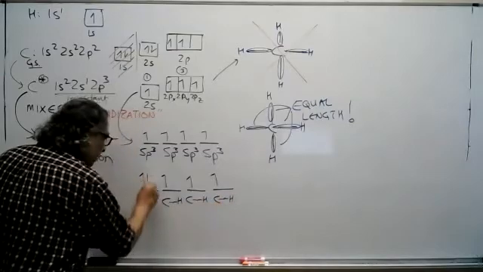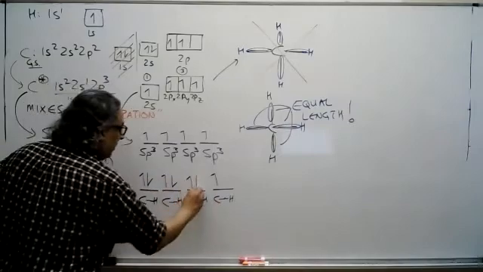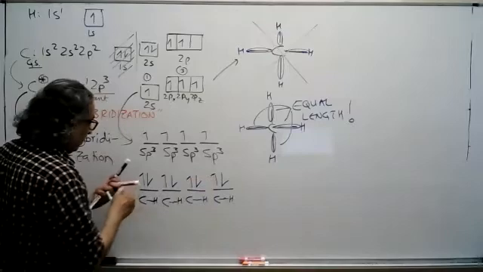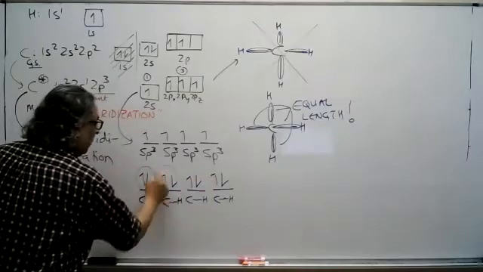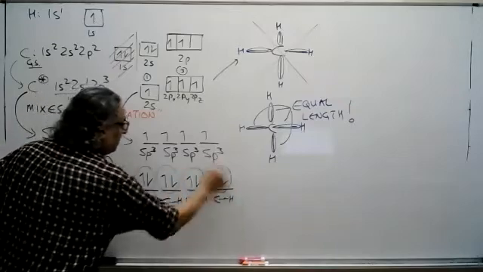And this electron is from hydrogen, paired. This electron is from hydrogen. This electron is from the 3rd hydrogen. This electron is from the 4th hydrogen. And you can circle them. So this is a CH bond. This is a CH bond. This is a CH bond. And this is a CH bond.